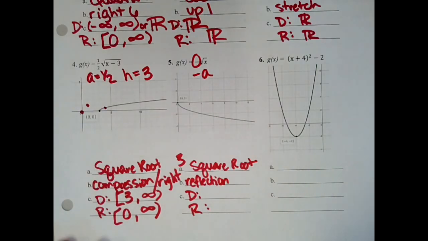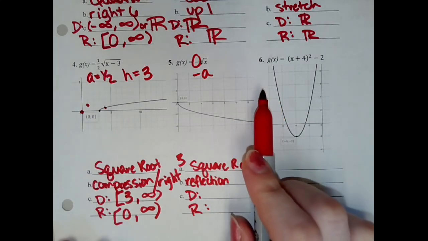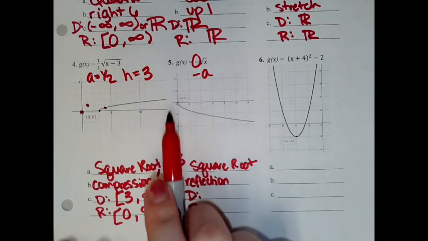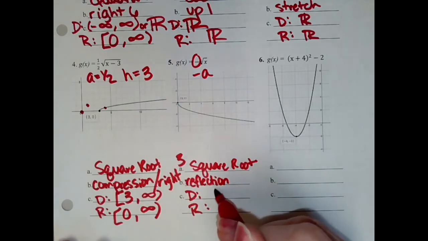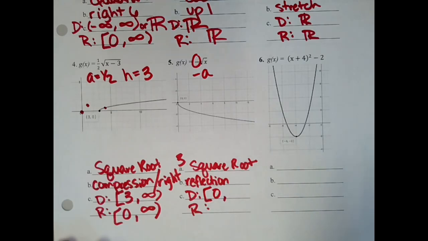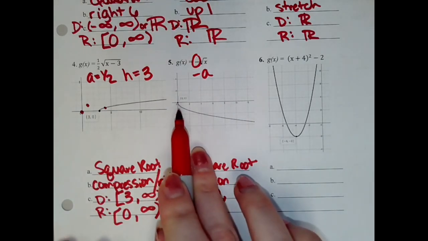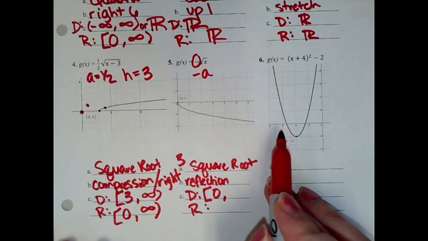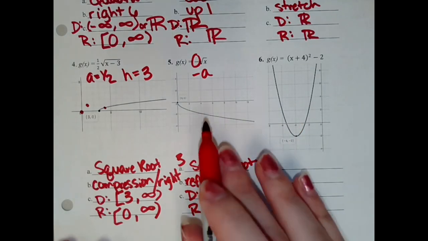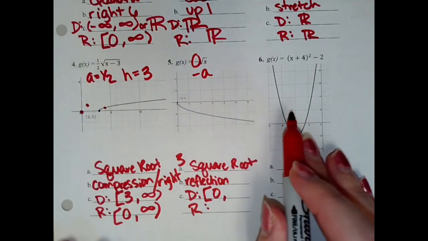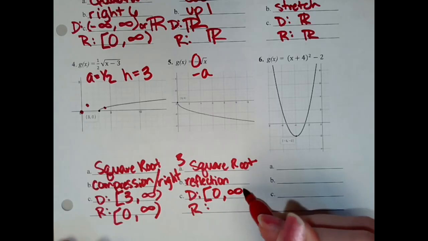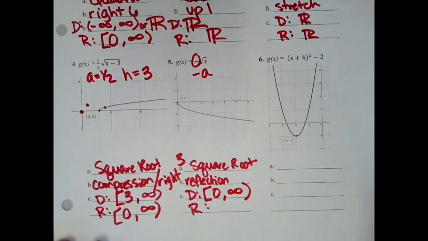Keep in mind, order does matter. Domain must be left to right. The furthest left this ever goes has an x value of 0 with a bracket because it's included. Now this is going right forever. Yes, I know it's going down. That comes in play with the range. This is going right forever. This is your positive x-axis. So I would say positive infinity with parentheses.